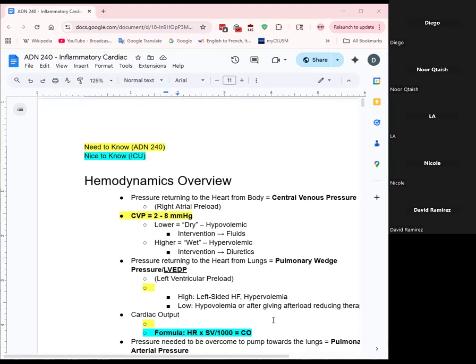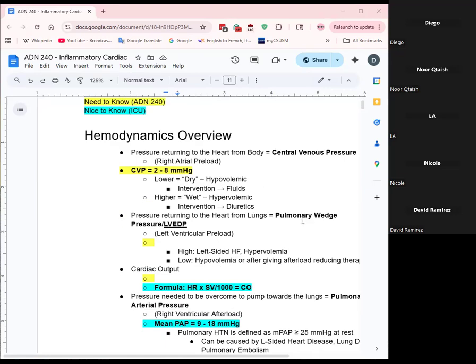The next one that is important to know is the pulmonary wedge pressure, also known as your left ventricular end diastolic pressure. I'll write it down. This is a pressure that is measured a specific way. Last time we discussed how this is the one that you need a balloon. You need to inflate a balloon in order to calculate the pressure, which is why it's called a wedge pressure. Sometimes it's also called occlusive pressure because you have to occlude it with a balloon, and that gets you an estimate of the pressure returning to the heart from the lungs.